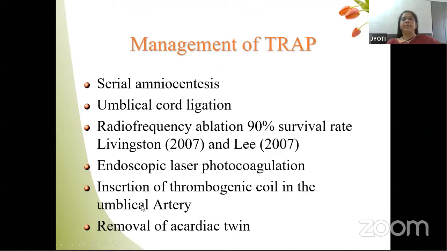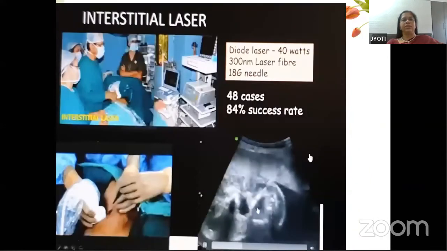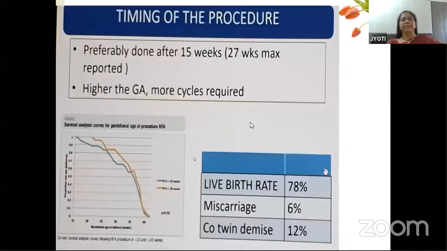You can do laser, you can insert a thrombogenic coil in the umbilical artery, or sometimes you may have to remove an acardiac twin. This is a study from Mediscan. They looked at 91 fetuses with TRAP sequence, and they did laser in 27, and they found that 80% live birth rate at 37 weeks, a relatively good birth rate. So you have laser as an effective strategy. Here again, 48 cases, 84% success rate.